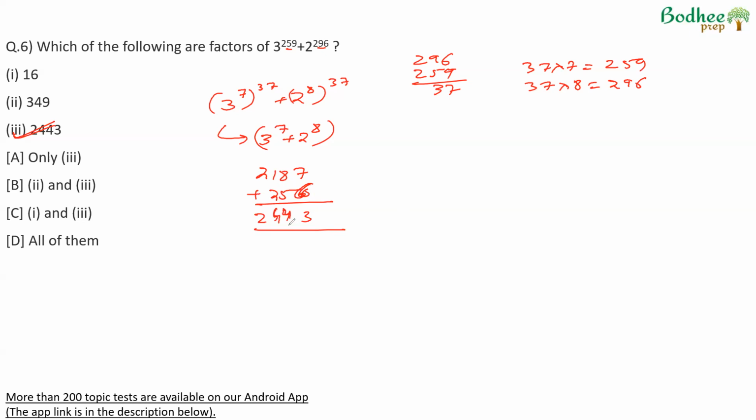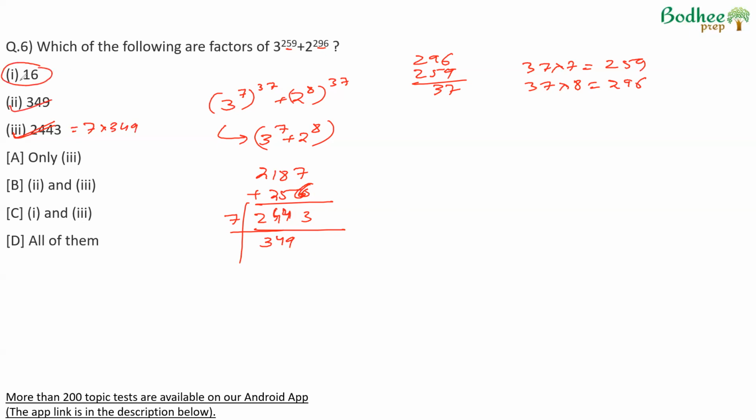If we divide 2443 and try to factorize it, it is not divisible by 2, 3, 5, 11 or 13. Checking with 7, 7 3s are 21, 7 4s are 28, 7 3s are 21, we get 349. So 2443 is nothing but 7 into 349. So 349 will also be a factor of this number.